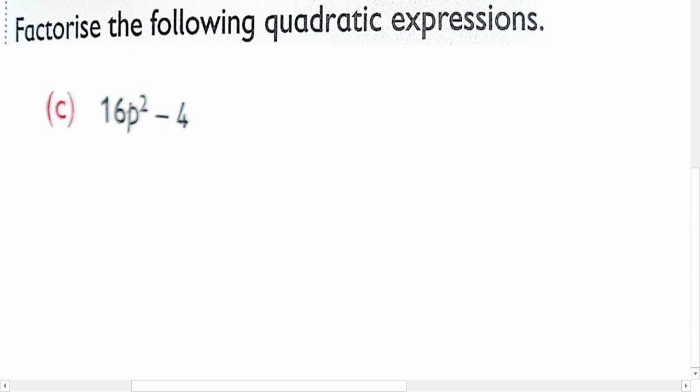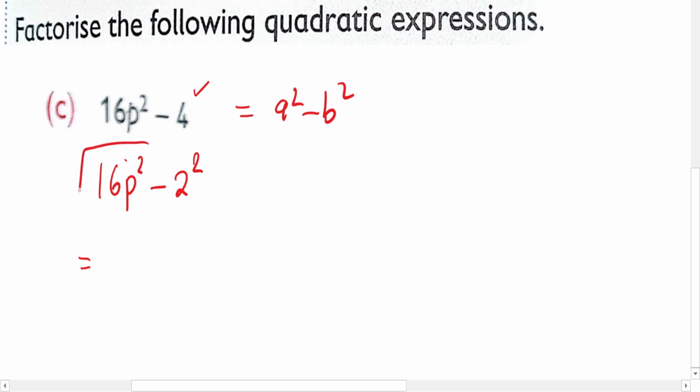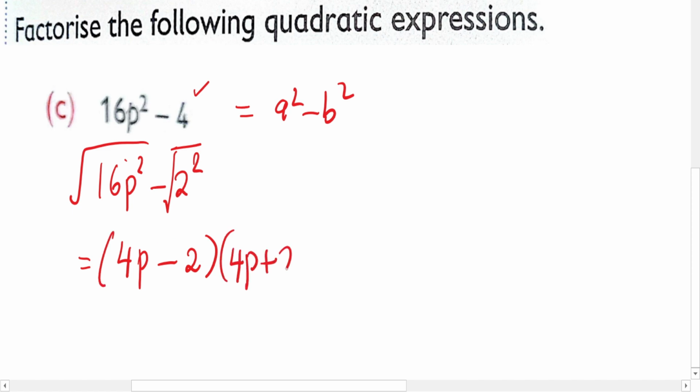Now let's try the last one, factorize this. Very simple question. For this one, it's the same as a squared minus b squared. So let's write it in this form first. You get 16p squared minus 4, which can be written as 2 squared. The only thing you need to do is square root this and square root this. The square root of 16p squared gives you 4p, and the square root of 2 squared gives you 2. So 4p minus 2 and 4p plus 2.